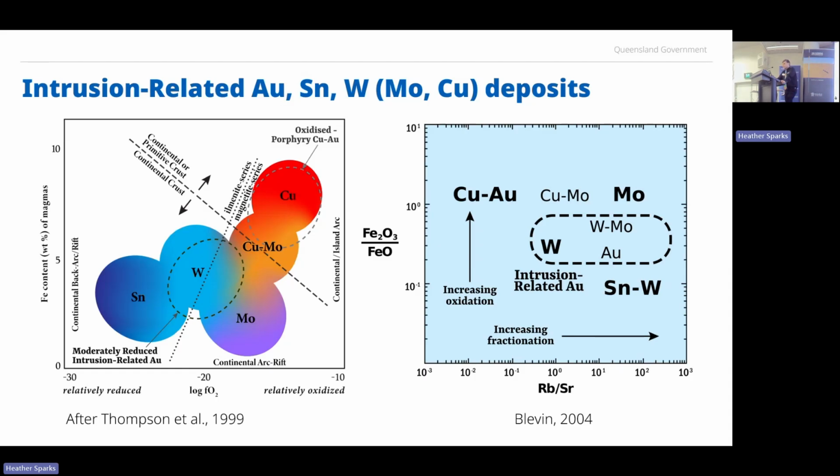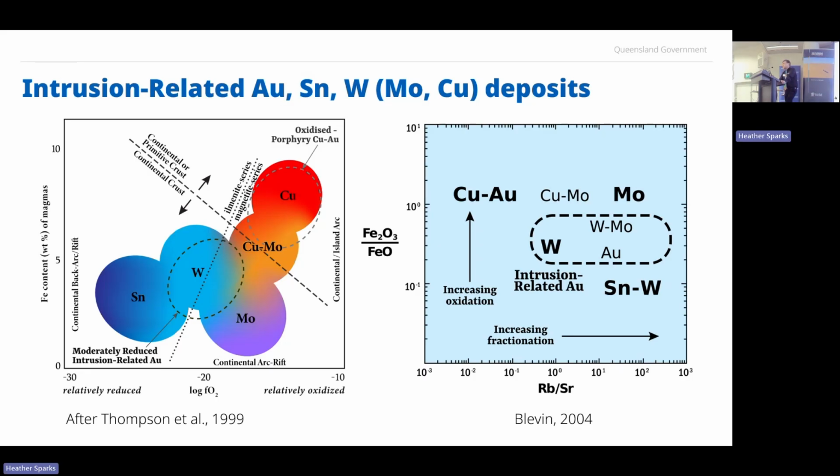And one of the interpretations of this diagram is that there are transitional members of magmas which can produce tungsten, molybdenum, and gold deposits as part of the same events in the same place.